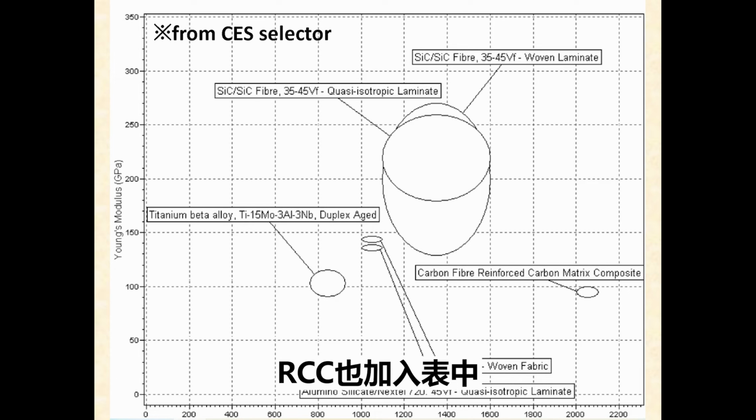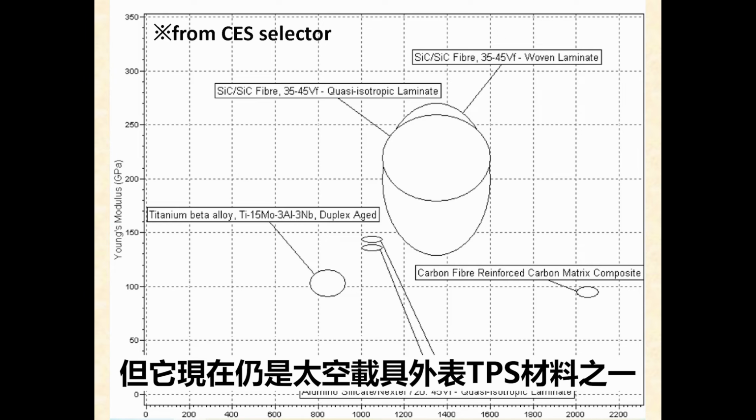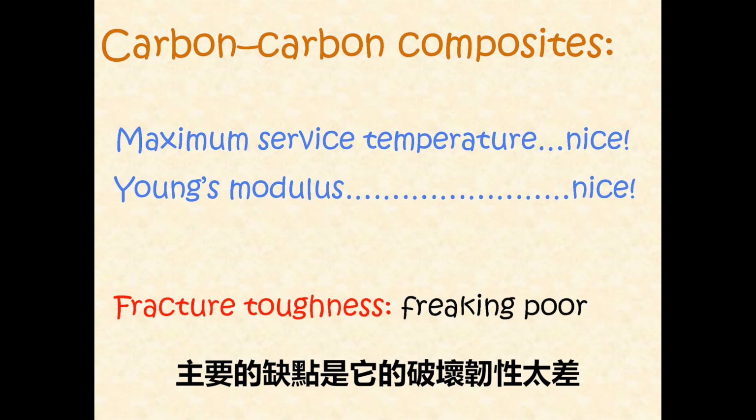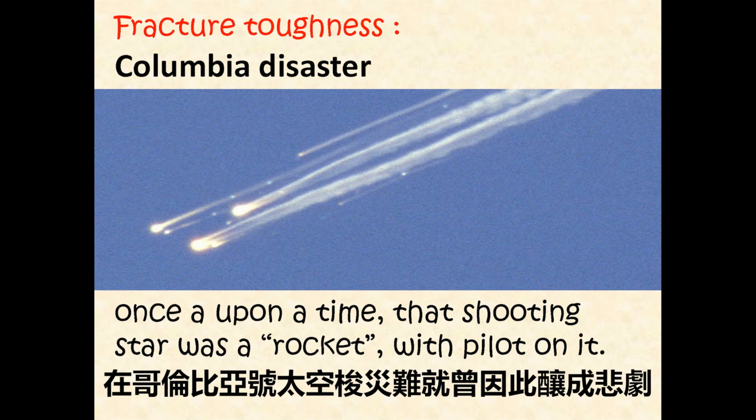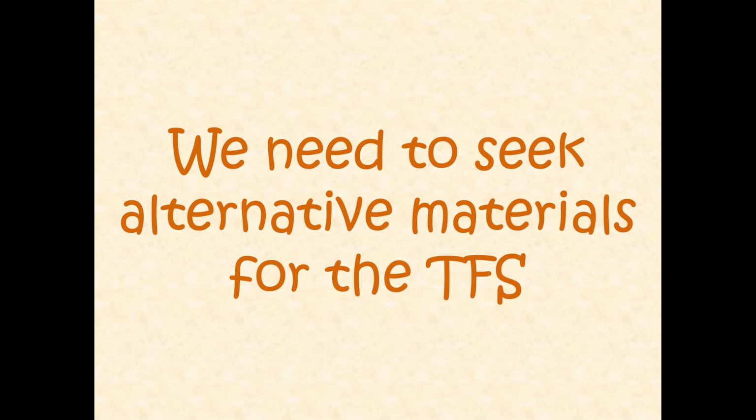Carbon-carbon composite is also added to the figure. They do not satisfy the fracture toughness requirement. However, this material is currently used as part of the TPS of the Space Shuttle Orbiter. Carbon-carbon composite has a very high maximum service temperature while still having a reasonably high Young's modulus. Its major drawback is its fracture toughness, and considering that this was a contributing factor to the Space Shuttle Columbia disaster, this is why we chose this topic.